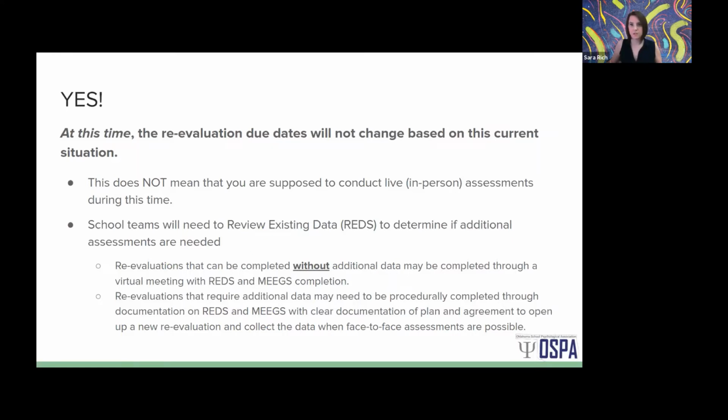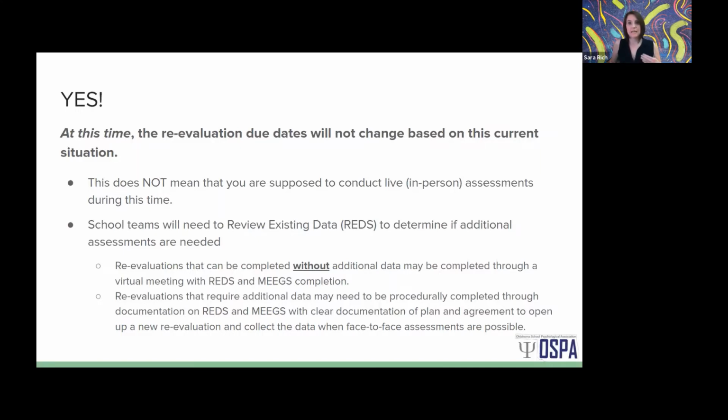As we just discussed with the initial evaluations, this does not mean you need to conduct a live in-person assessment. Schools have always had the flexibility and option to decide that reevaluations can be completed without additional data. And as always, schools will need to review existing data and determine the needs of the child. The determination of needing additional data or not should not be based on the current situation. So you're not going to choose to do a reevaluation without data just because we're in COVID-19. You're going to do it based on the best needs of that child.